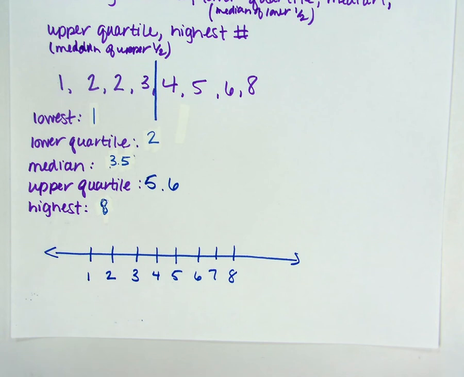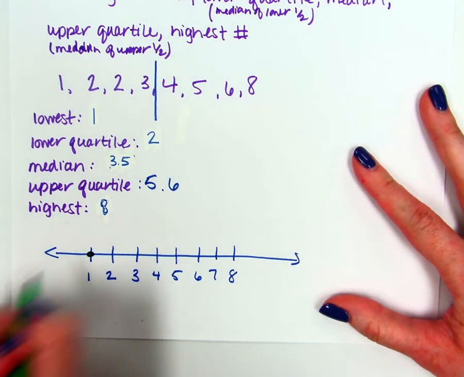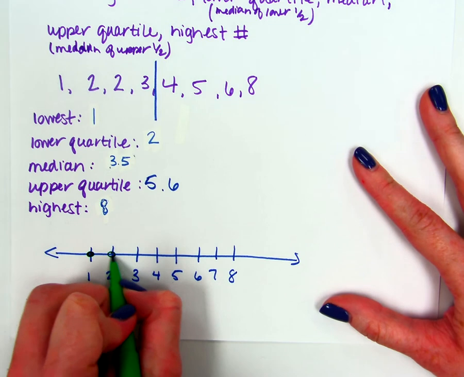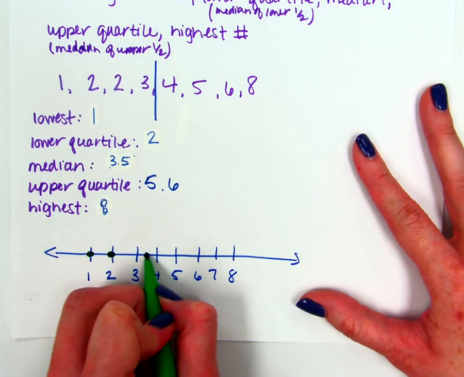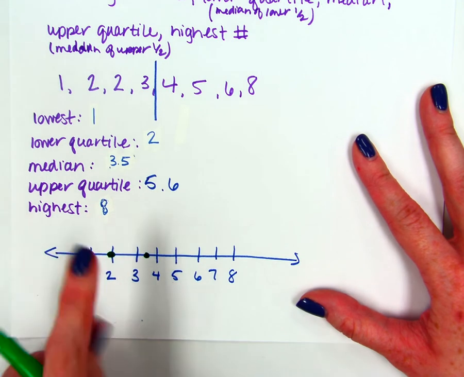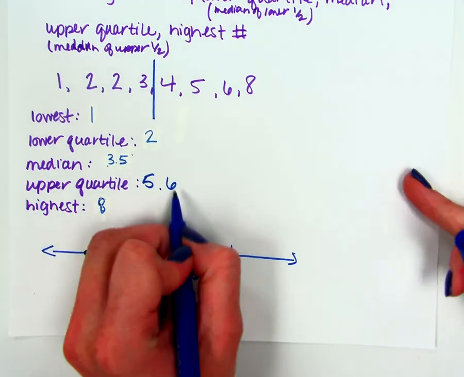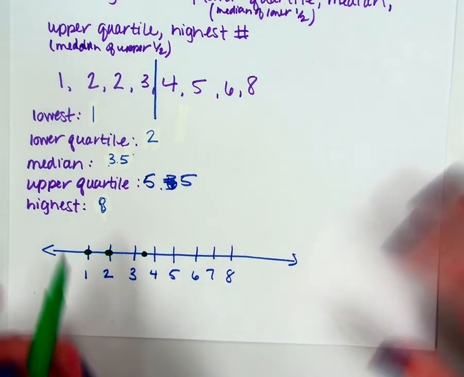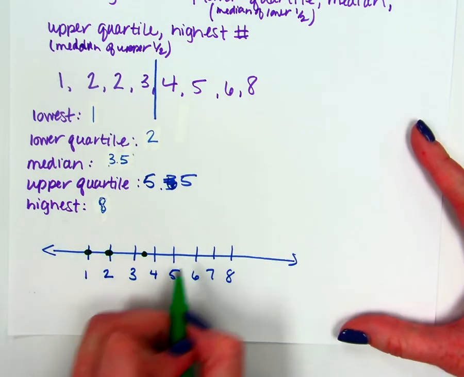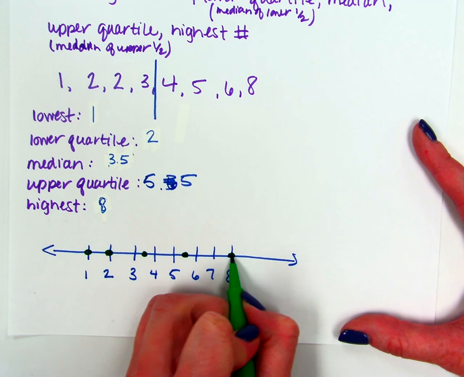Now what I'm going to do is plot those 5 points. My lowest is 1. My lower quartile is 2. My median is 3.5. My upper quartile, oh, I wrote 5.5. My goodness, 5.6, 5.5. So my upper quartile is 5.5, so I'm going to put my dot there. And then my last is my highest, which is 8.